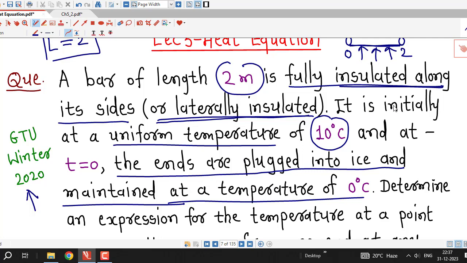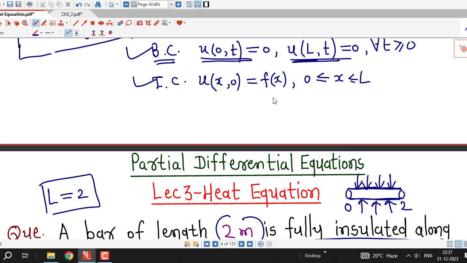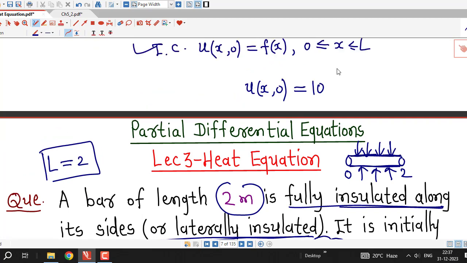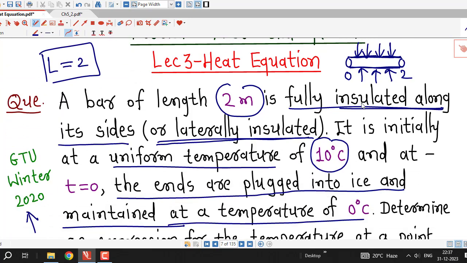Here it is given that the bar is initially at a uniform temperature of 10 degree Celsius. That is, the initial condition is u(x,0): at t equal to 0, the bar is having a uniform temperature of 10 degree Celsius. That is, this f(x) is equal to 10 for every x satisfying 0 less than or equal to x less than or equal to 2.